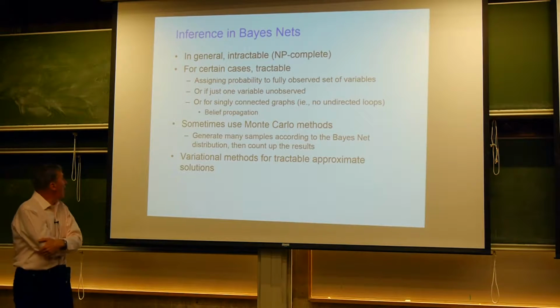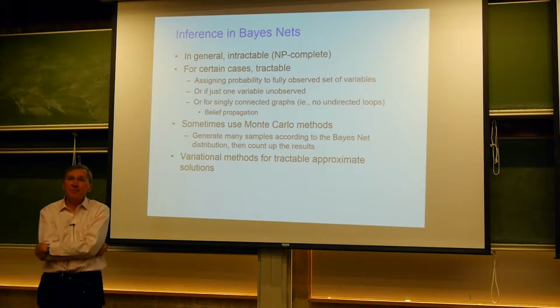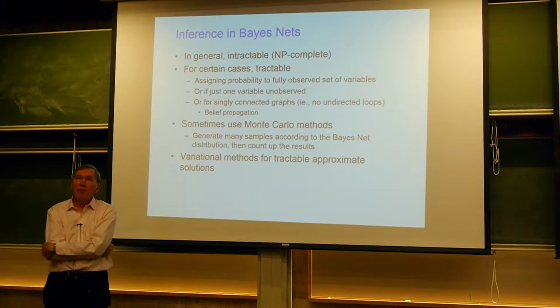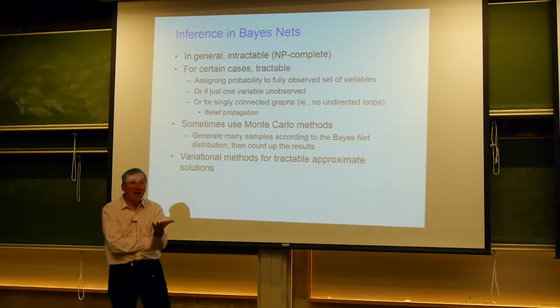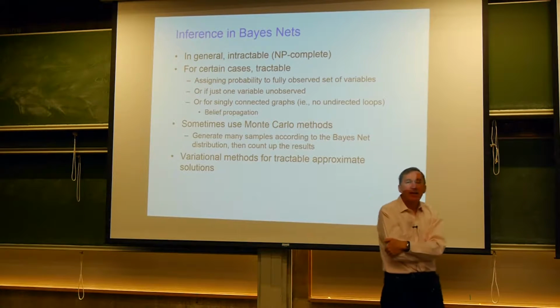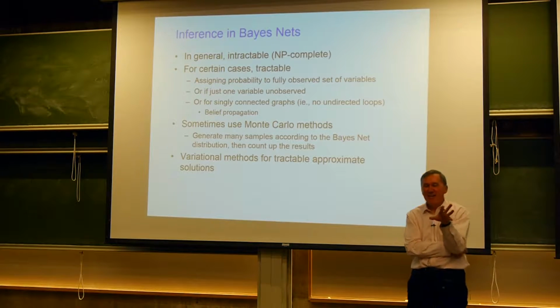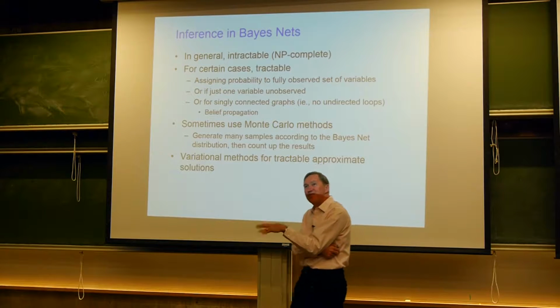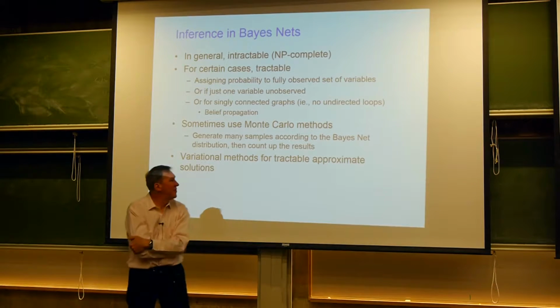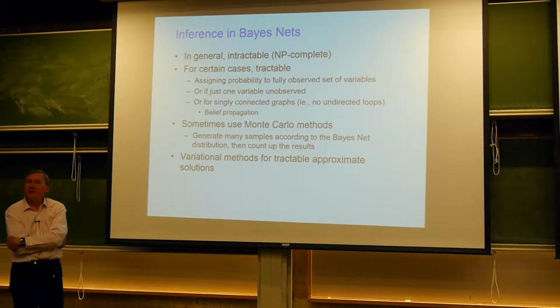The other is to use Monte Carlo methods, where we actually just generate samples of the joint distribution. Put another way, we generate fake data from the Bayes net, fake data that is drawn from that joint distribution. And we'll talk about that in a minute. But those are the two fallback general ways of doing inference.